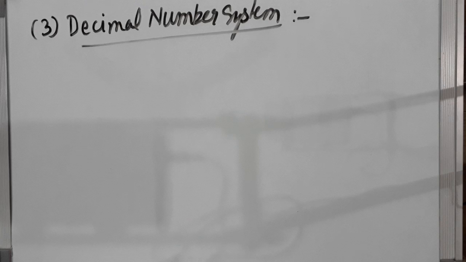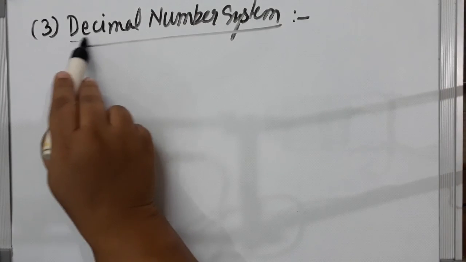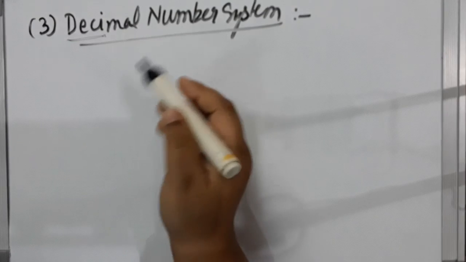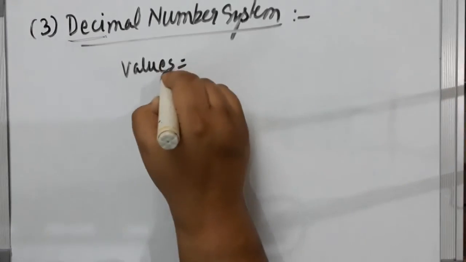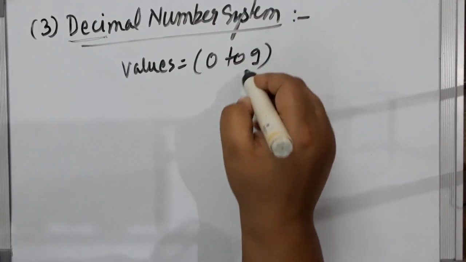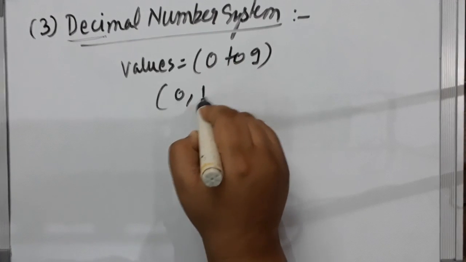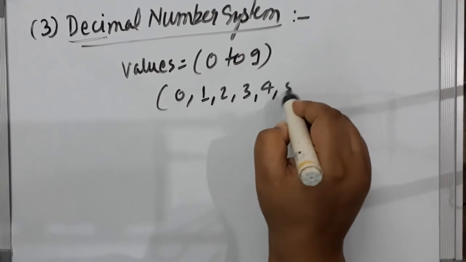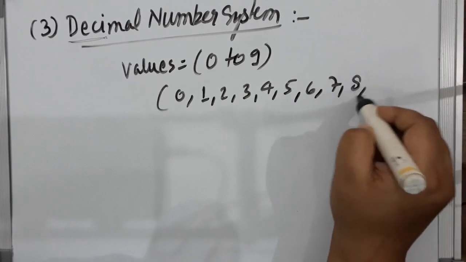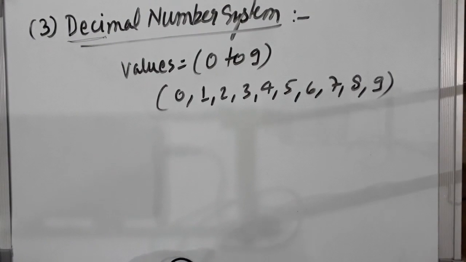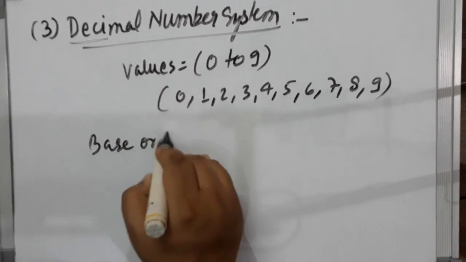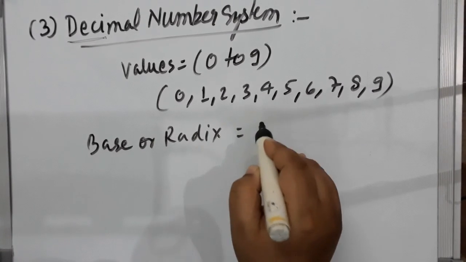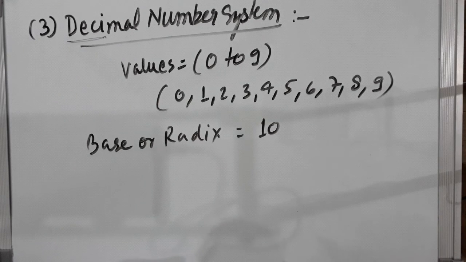Now the next one is the decimal number system. I have already told you that decimal, dec, means it has 10 values. So the values in the decimal number system would be from 0 to 9. That means it can contain a range of 0, 1, 2, 3, 4, 5, 6, 7, 8 and 9. So these will be the values in the decimal number system. The base or the radix is always 10 when we are talking about the decimal number system.